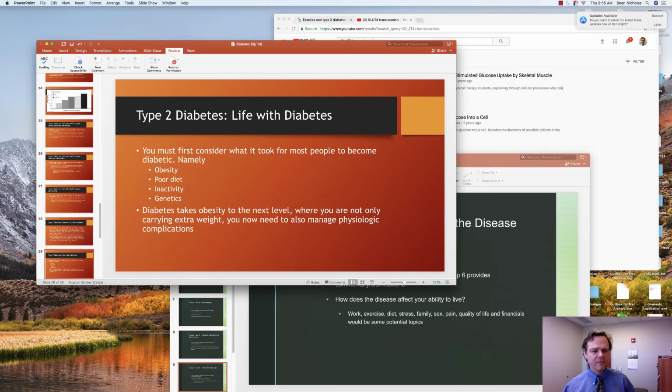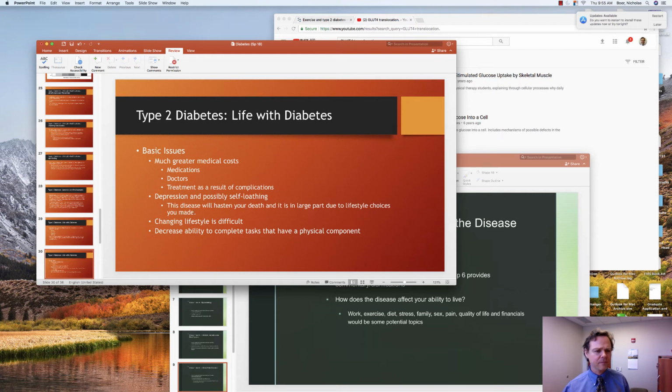So first, consider what the people look like. What are their major issues? So these things go hand in hand for the most part. And then the issues that will face the individual: medications, doctor's visits, medical costs, depression. Changing your lifestyle is difficult. Decreasing your ability to complete tasks that have a physical component. And that's largely due to partially managing your blood sugar, as well as partially due to the fact that the individual is obese, most likely to start with.